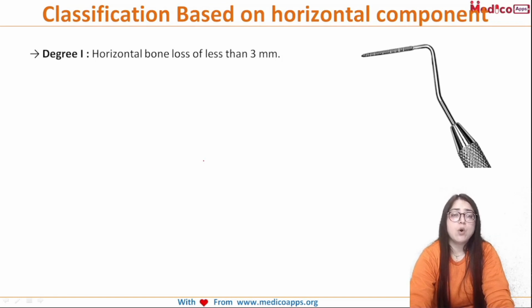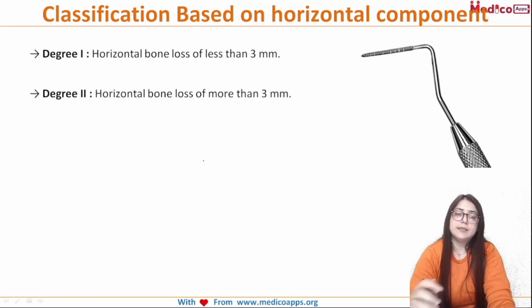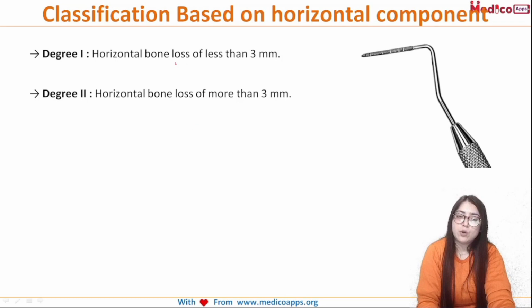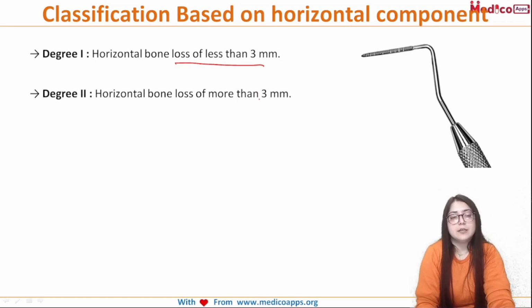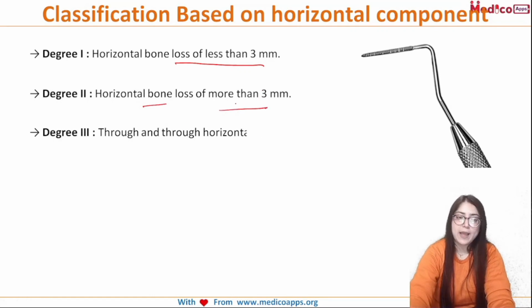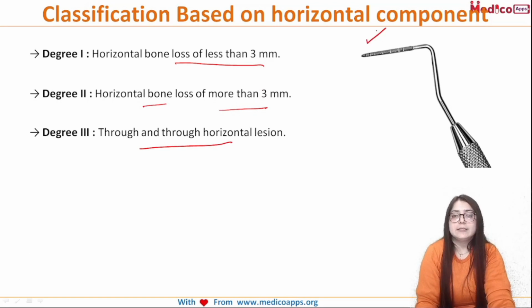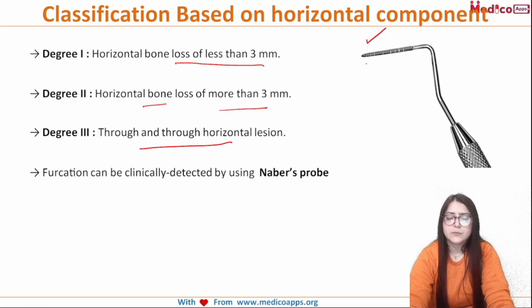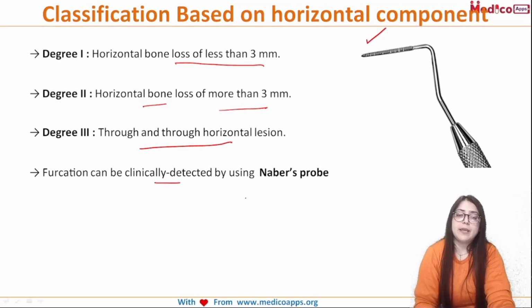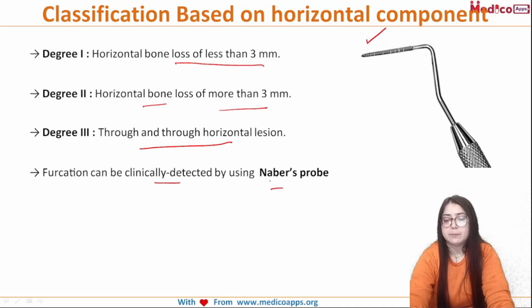Then coming on to the horizontal component. As I already mentioned, horizontal bone loss of less than 3 millimeters is known as degree 1. Horizontal bone loss of more than 3 millimeters is known as degree 2, and degree 3 is a through and through horizontal lesion. Furcation can be clinically detected by using Nabers probe, and this is your Nabers probe.